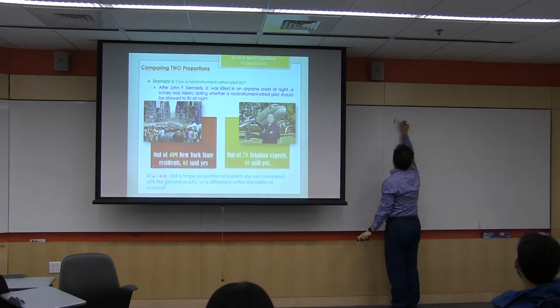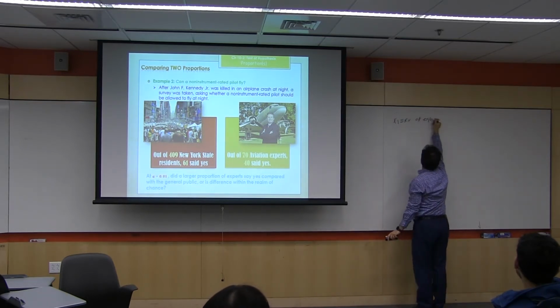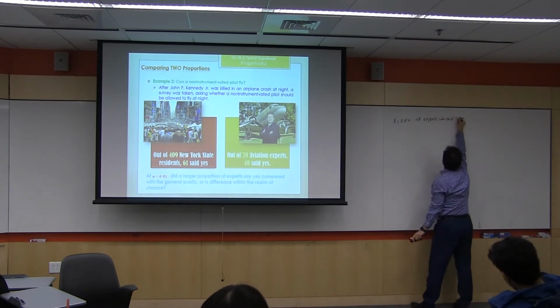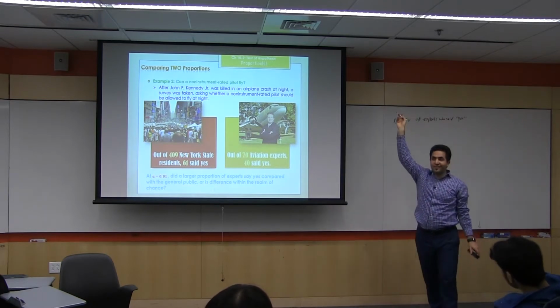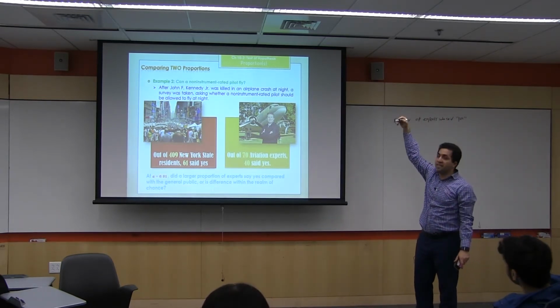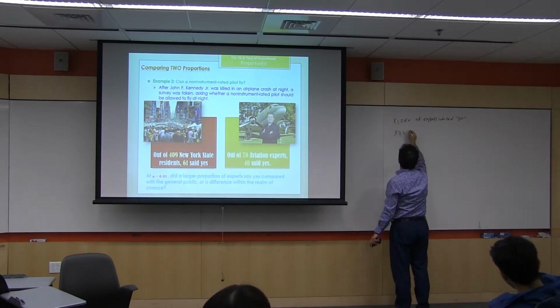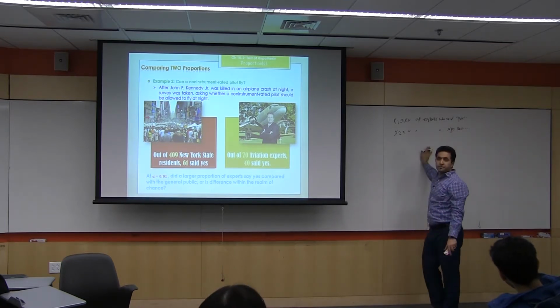Identify x1 as a random variable of experts who said yes. Yes to what? Yes to those who are going to fly at night. And x2, random variable of what? New York City residents who said yes.